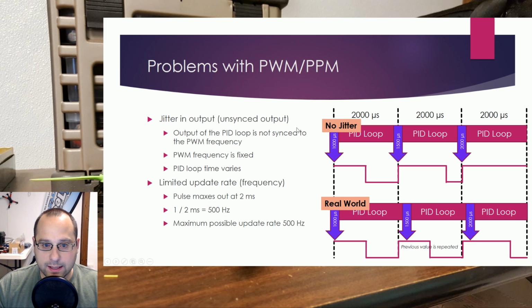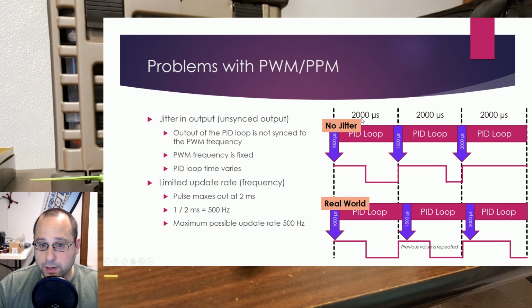And let's say that at the end of this loop, which is not pictured, the PID loop output a value of 1000 microseconds. So we see here that the signal is high for 1000 microseconds. That's half of the time because we have a 2000 microsecond window. And then it goes low for 1000 microseconds. And that whole time the PID loop is doing its thing.